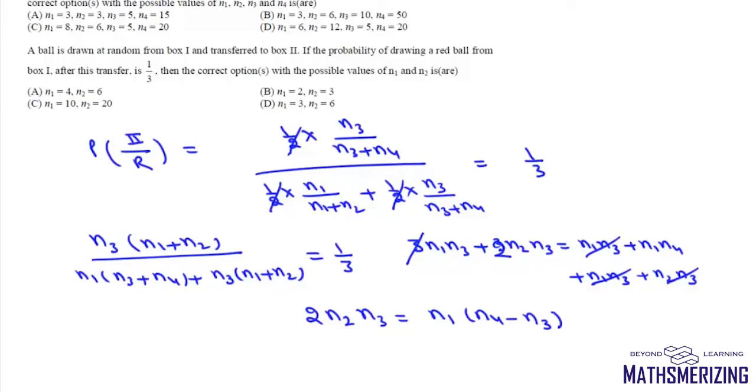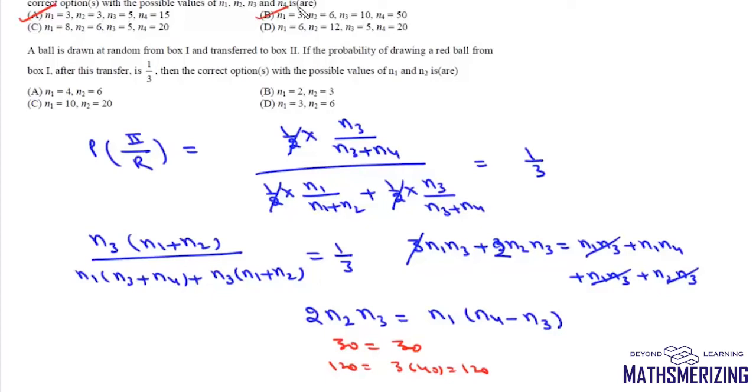Now we have to check all the options. Now 2 into N2 N3, so here this will be 15. 15 into 2 is 30. And N1 is 3, and N4 minus N3 will be 10. So it will be 30. That means option A is correct. Option B is 6 and 10, 60. 60 into 2, 120. N1 is 3, and N4 minus N3 is 40. So it will be 120. Option B is also correct.